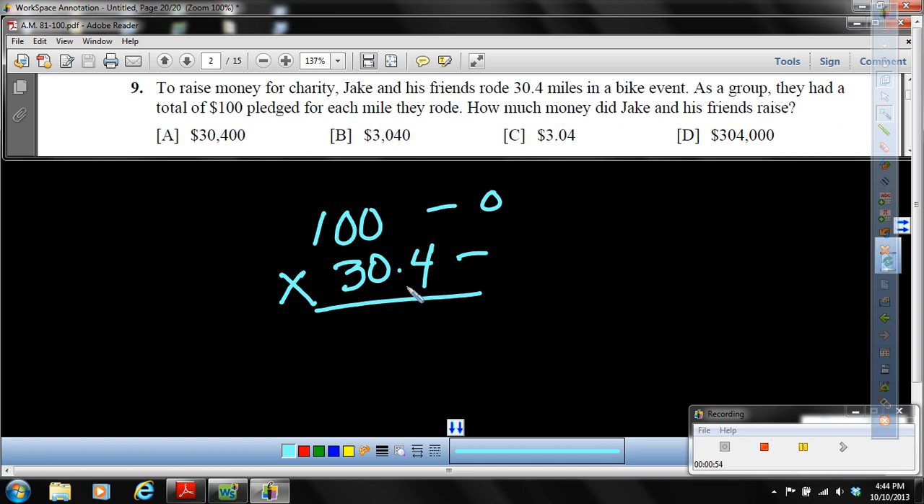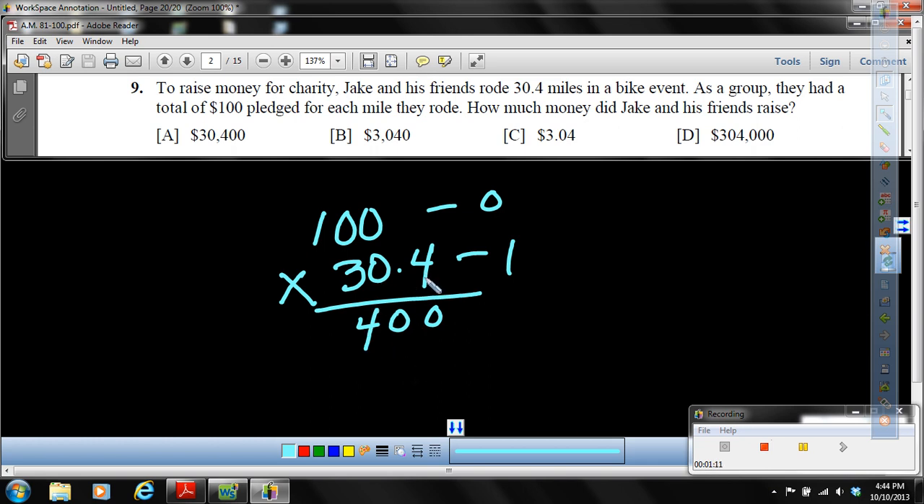Take a look at our second number. Take a look at the decimal, how many digits are behind the decimal? There's 1 digit there, so we're going to put a little notation out to the side. Now we're going to multiply. 4 times 0 would be 0, 4 times 0 would be 0, and 4 times 1 would be 4.